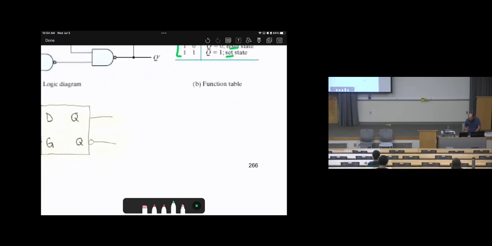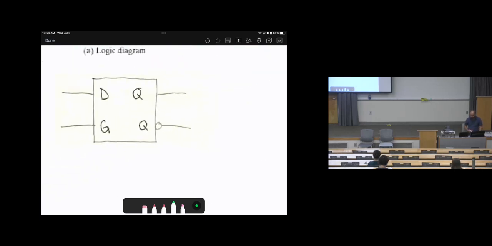If we need to draw this, it can be drawn this way. So we have D and G. We can avoid S and R. And again, another advantage is avoiding the forbidden states. We can remove S and R, so we are reducing the complexity, removing the forbidden states, and maybe reducing some costs, because I'm not using two switches, I'm using one.